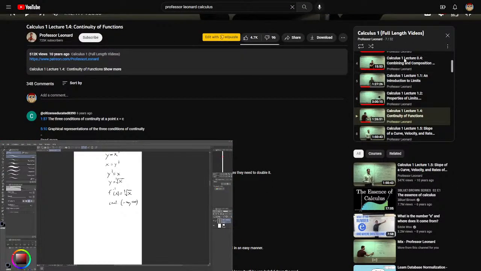Why is it making a bookmark? Is bookmark Control D? Oh, that's why. Okay.